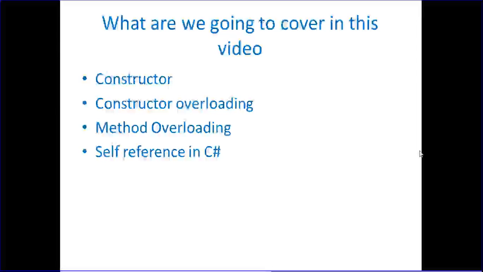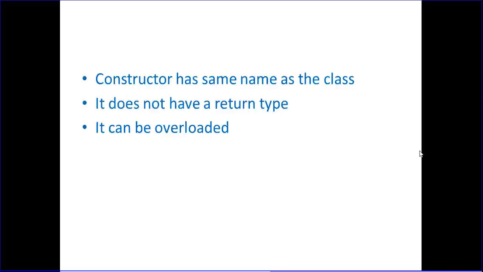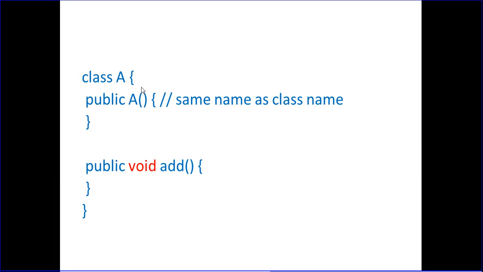Okay, so let's see what a constructor is. In a class, when you define a constructor, the constructor name should be the same as the class name. That's point number one, which you should remember. Second, it does not have a return type. As you can see in this slide, this is the class name, which is A. This is the constructor name, which is also A. So these two are the same.